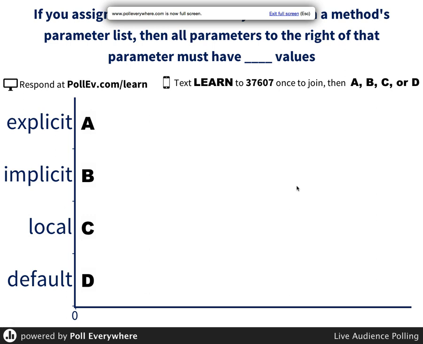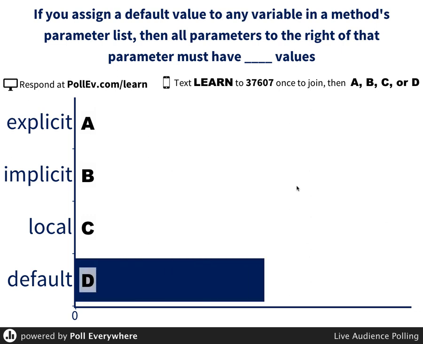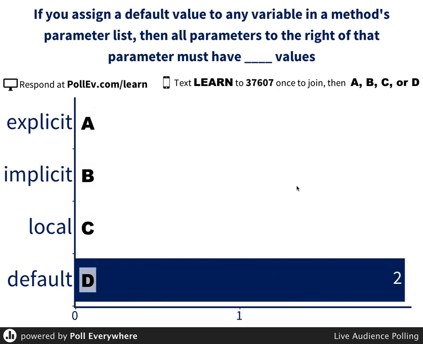If you assign a default value to any variable in a method's parameter list, then all parameters to the right of that parameter must have blank values. So if you assign a default value, and a default value, if you remember, is when you assign an actual value to it, all parameters to the right of that parameter must have blank values. All right, so go ahead.